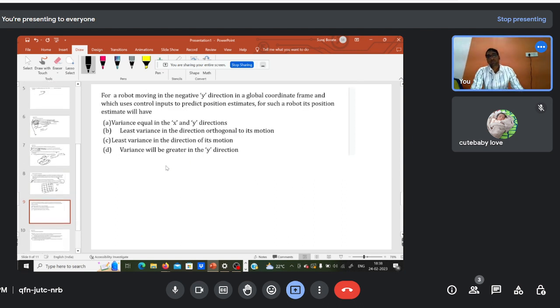Okay, ninth question. For a robot moving in the negative y direction in the global coordinate frame, and which uses control inputs to predict position estimates, so it's using the actions, its position estimate will have: variance equal in x and y directions; least variation in the direction orthogonal to its motion; least variance in the direction of its motion; or variance will be greater in the y direction. So, what do you think? Can anyone answer this question?